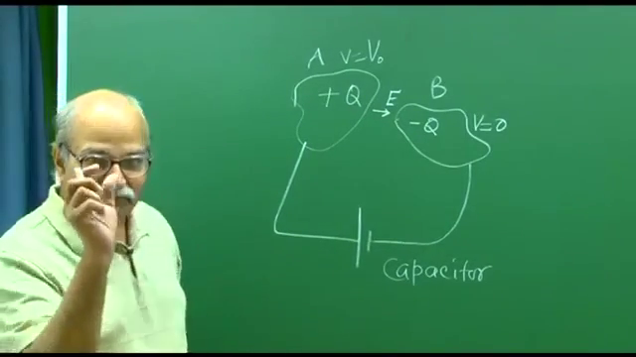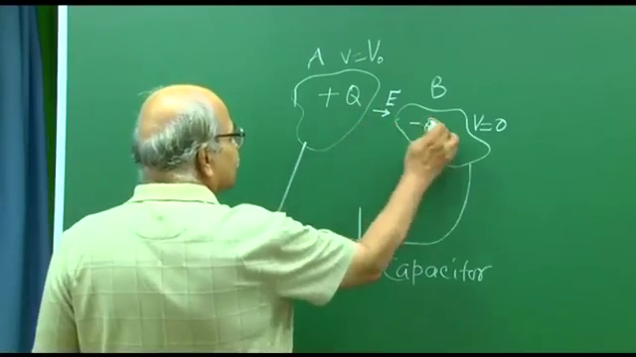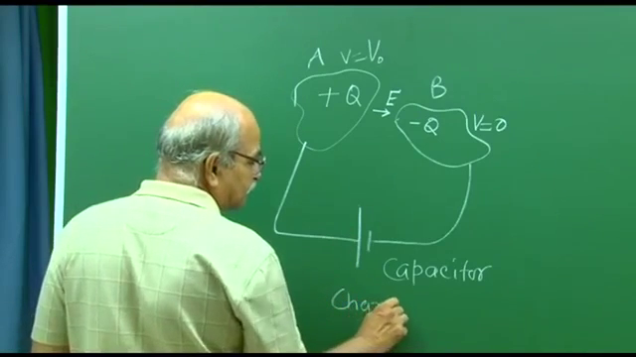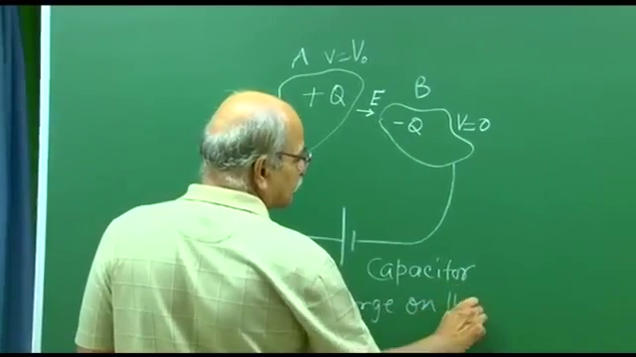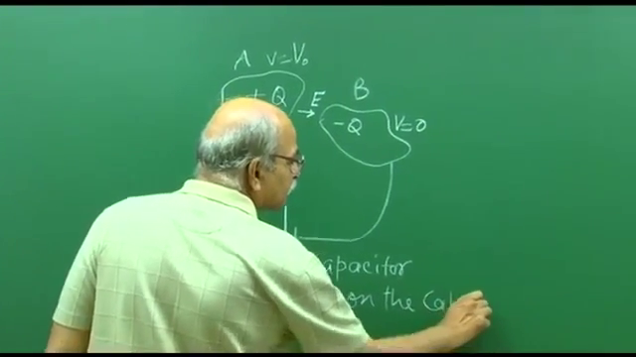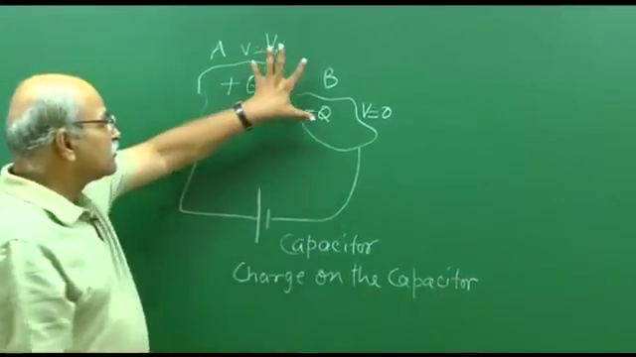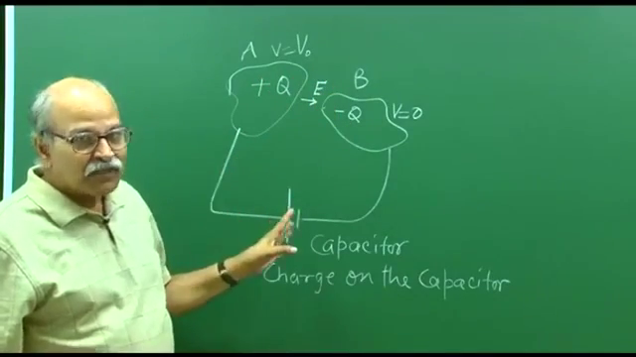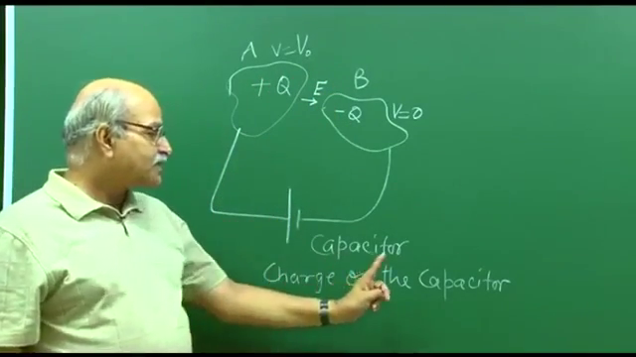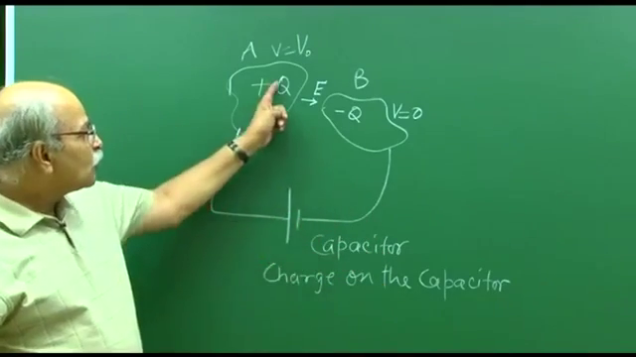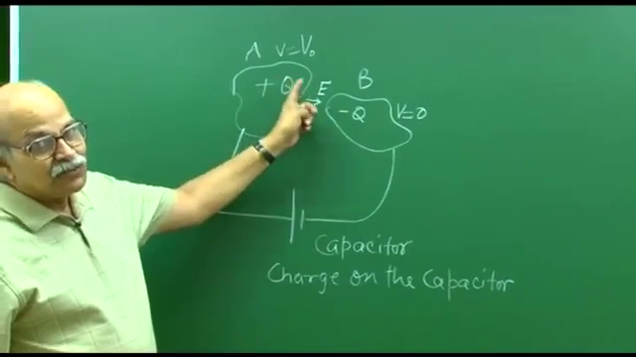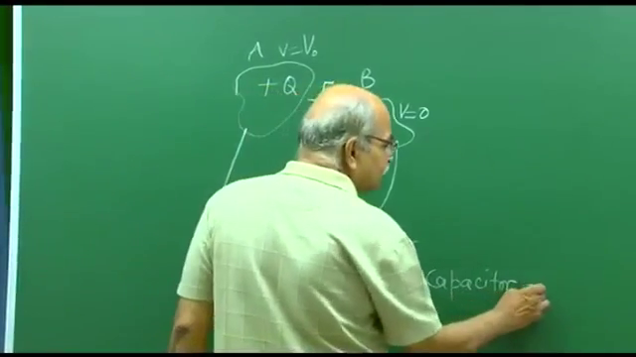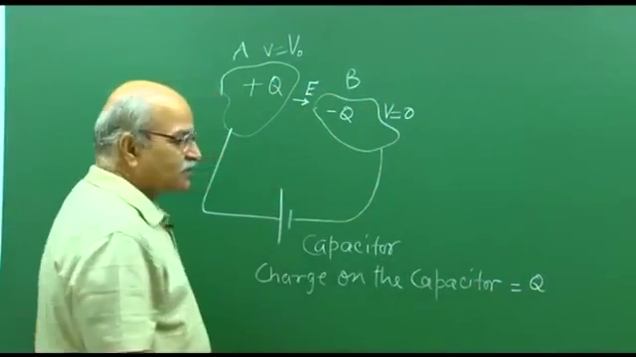Now, there are some terms. First is, let us say, this charge. So, there is a term called charge on the capacitor. As such, the charge on the capacitor is 0. You have plus Q charge here, minus Q charge here, it is 0. But this term, charge on the capacitor, is used for the common magnitude of these two charges, plus Q and minus Q. So, that Q, common magnitude, is known as charge on the capacitor.